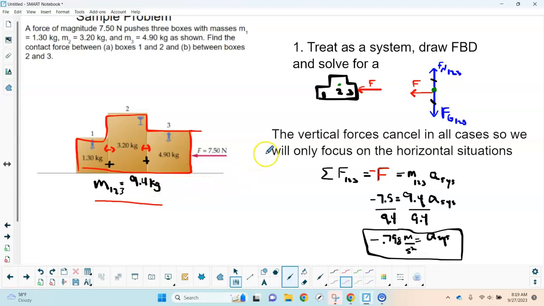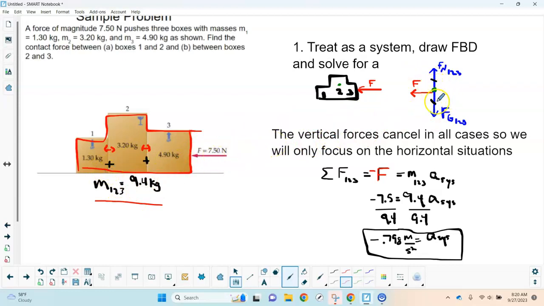Again, just like most of our force problems, we start with a free body diagram. So we treat it as a system. This is our system. Our force F is outside that system. There are other forces outside of that system, the forces that we normally think about. Gravity is trying to pull all these boxes downward, but the normal force of the floor pushing up on each one of these is preventing that from happening.